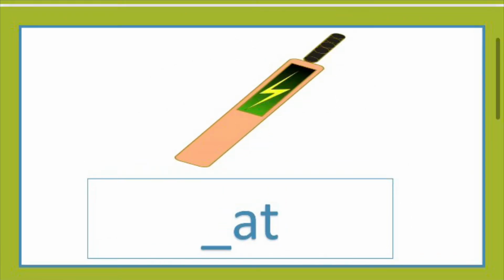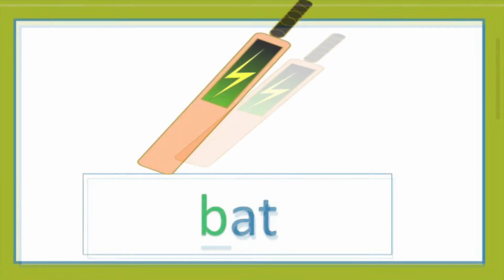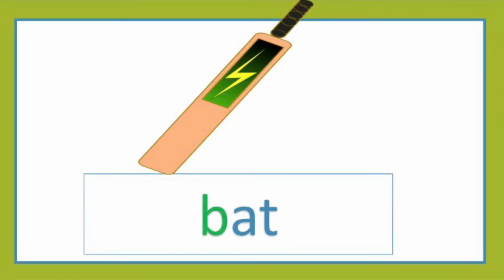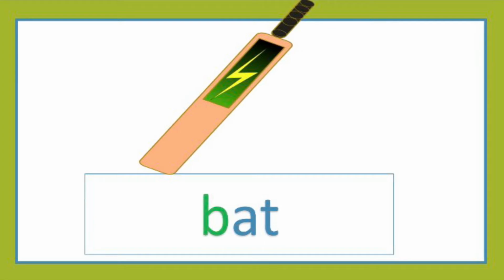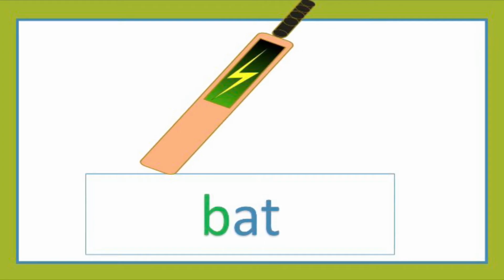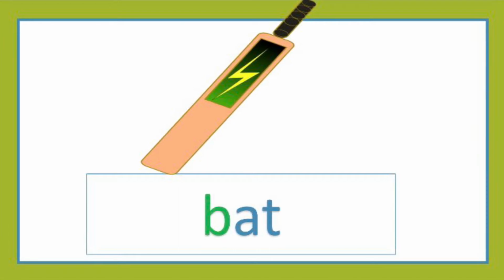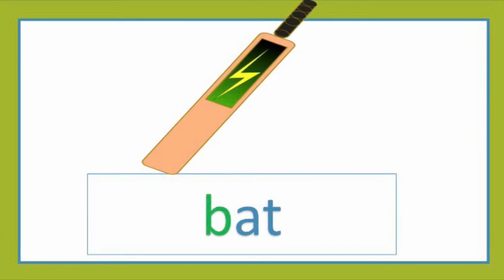I wonder, what object is this? Oh, it is also a bat. Yes, we have a bat that flies, and then we have a bat that we use to play a game. Now, do you know which letter is missing? What letter could I put with at to get the word bat? I'm thinking that you know the answer. You are correct. Yes, we need the letter B. And we add the B to at, and so we get bat. Fantastic. Let's see what's next.